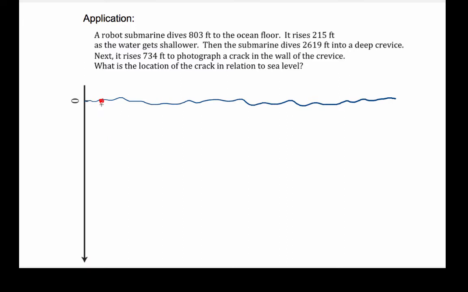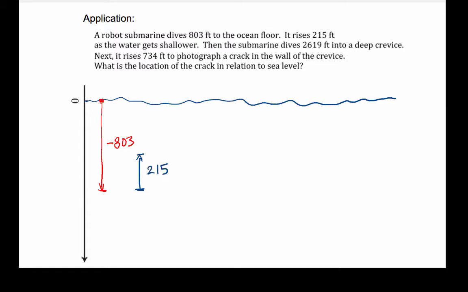It says it dives 803 feet. So 803 feet dive means it goes down, right? So this submarine is right here. It went down 803 feet. That's a negative value. Now from there, it's going to rise 215 feet. So if the submarine starts here, it's going to go up to here, say, 215, that's a positive value.